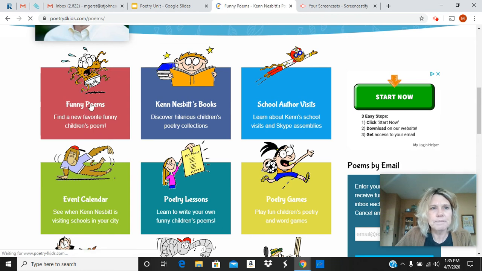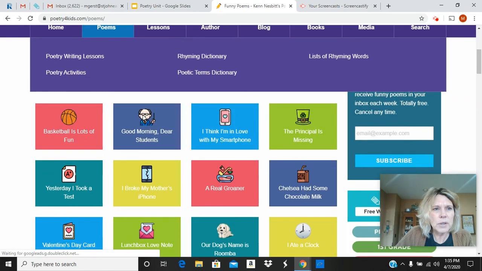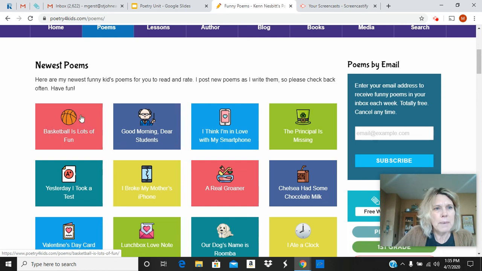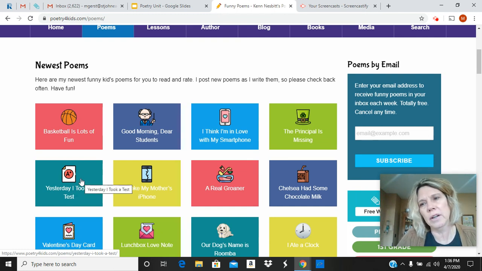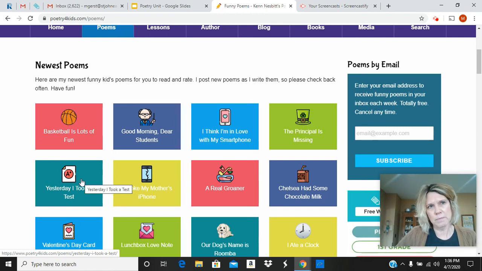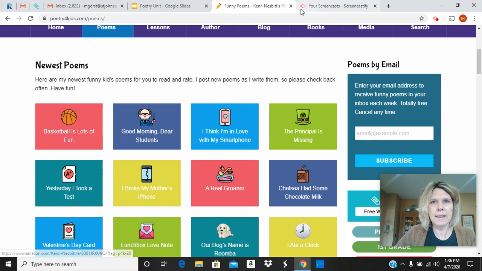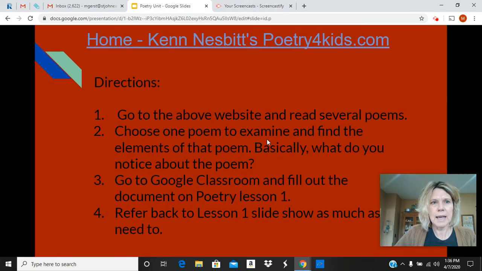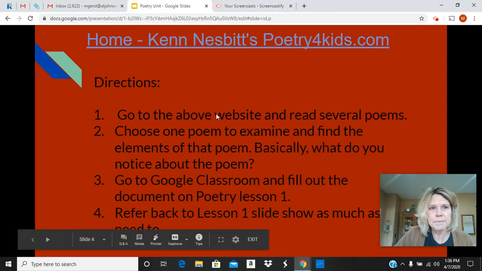We're going to go into that, and you can see that there's one about basketball. "Good morning, dear students." "I think I'm in love with my smartphone." Oh, what about this one? "The principal is missing." "Yesterday I took a test." So you can just go in. I want you to go in here into this website and look and read some poems. So we're going to get out of this. I'm going to go back up and click. And there's my slide again.